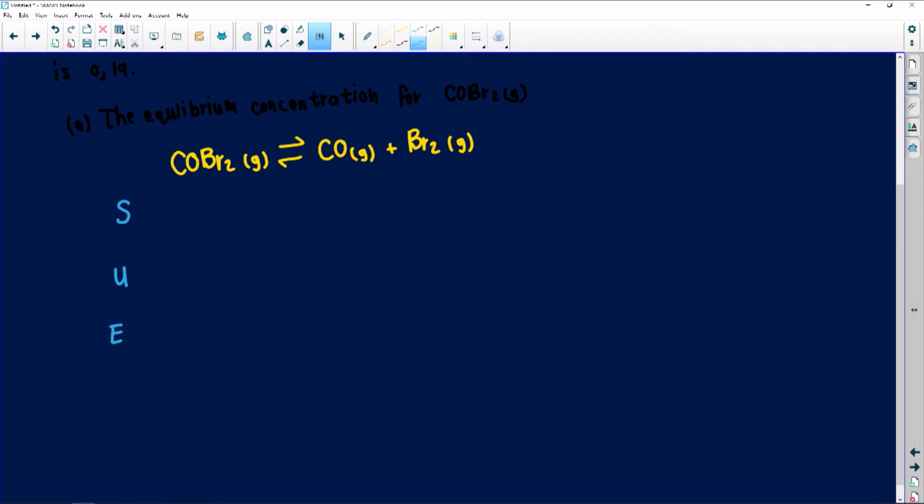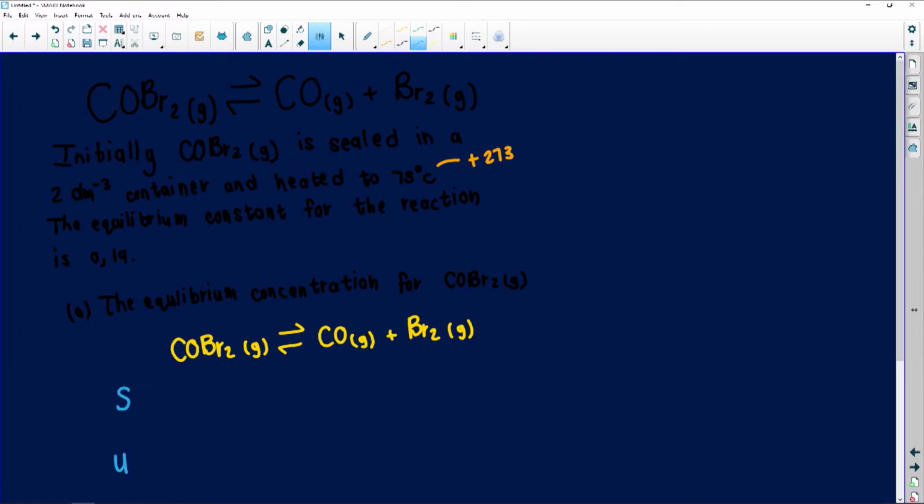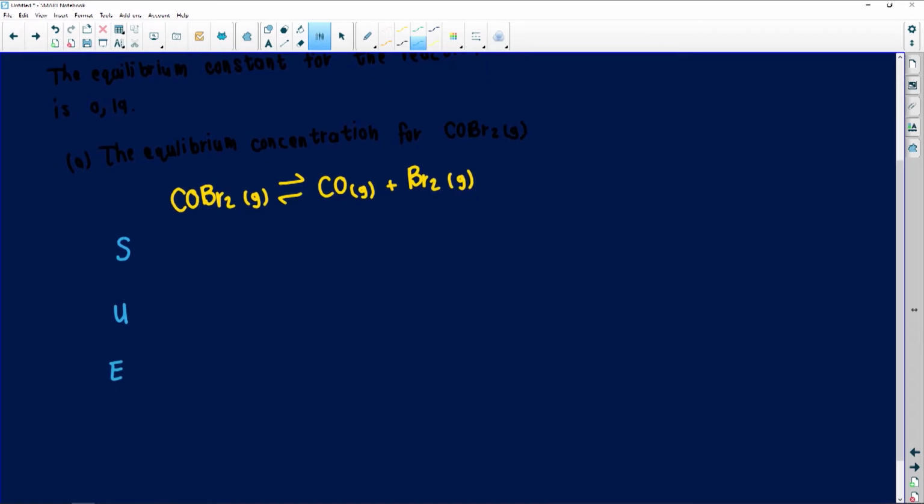Now, Rorisang's question tells me that at equilibrium, it's found that 1.12 grams of CO is present in the container. So at equilibrium, I'm not going to write by start, I'm not going to write by used, but at equilibrium, it is said that we have 1.12 grams of CO.